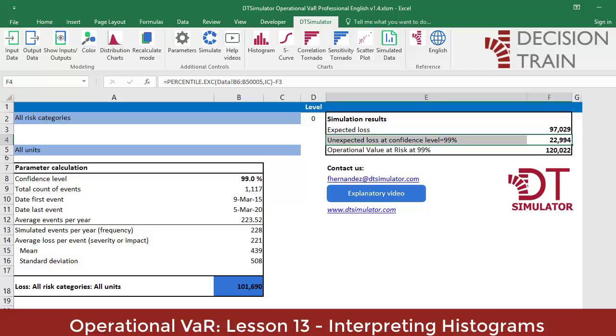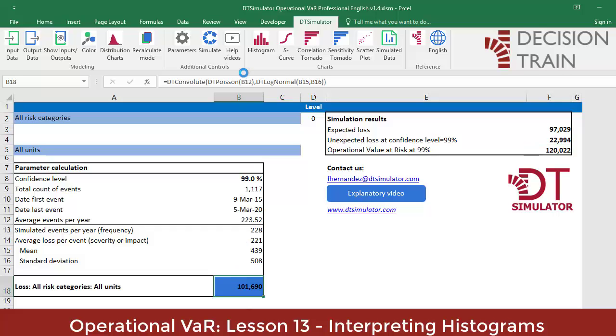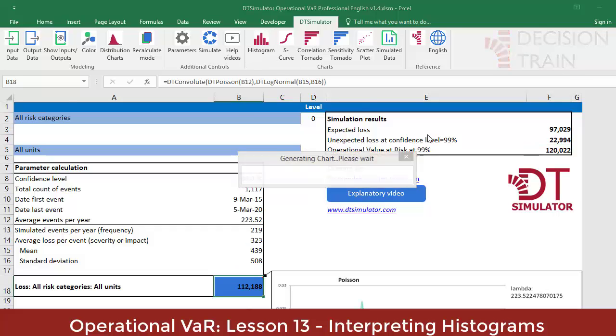The unexpected loss at the specified confidence level is the difference between the operational value at risk and the expected loss. You must be careful that, once you have changed the risk category to be assessed or the respective administrative units, the Monte Carlo simulation must be run again so that the data is updated respectively. The table to the right shows the main statistics.